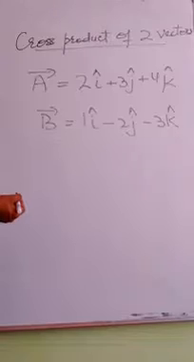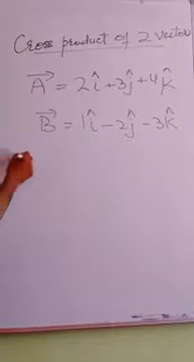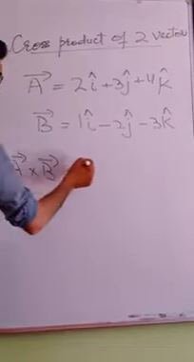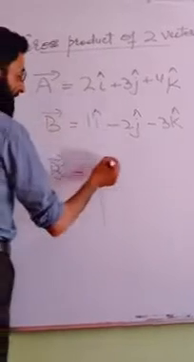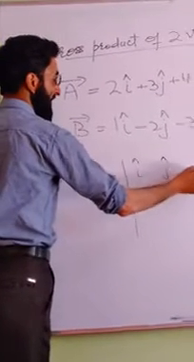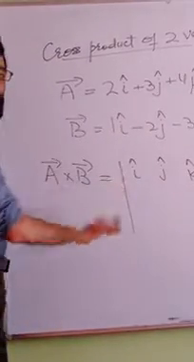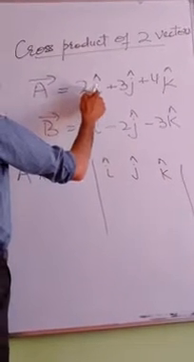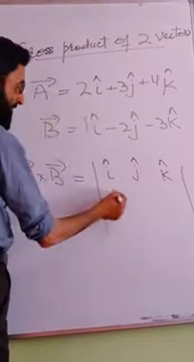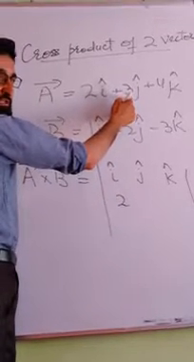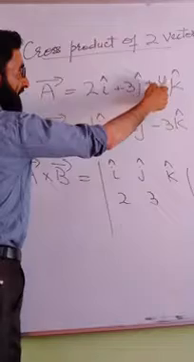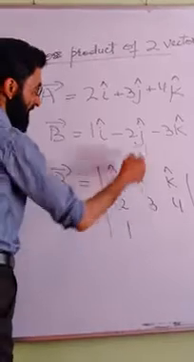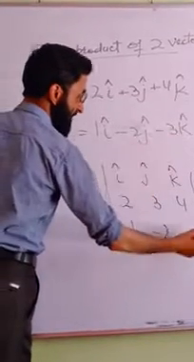Now, how can we define the cross product between A and B? A cross B is calculated like this. Have a look. We write i cap, j cap, and k cap. We make it a determinant. After that, we write the components of vector A: the component of i cap is 2, of j cap is 3, and of k cap is 4. In the same way we write the components of B, that is 1, minus 2, and minus 3.